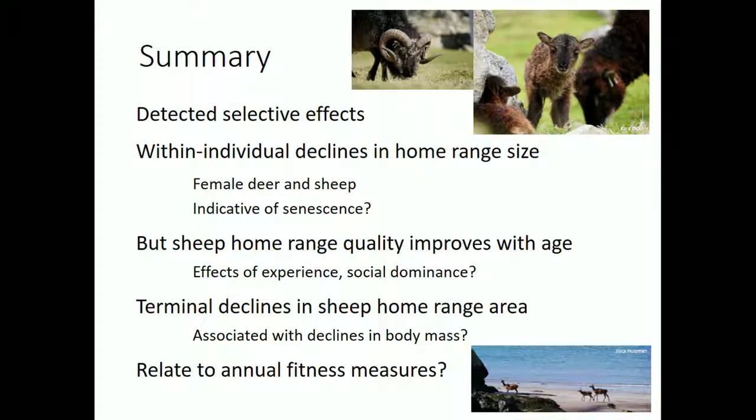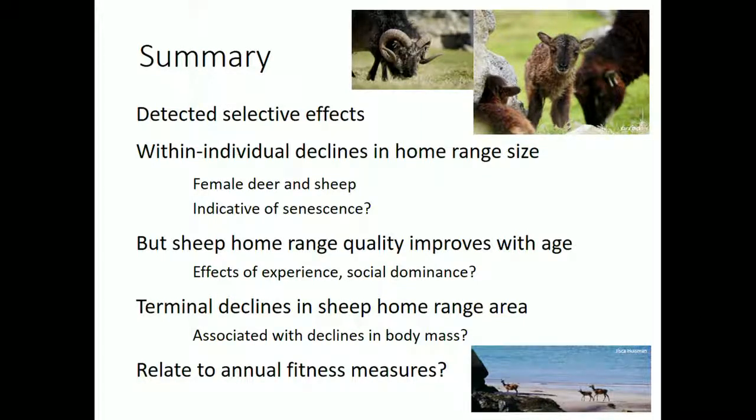So we see that home range quality actually improves with age in the sheep. Perhaps this is some kind of effect of experience. They just know where the better areas are, so they're able to just kind of winnow in on them. Perhaps also there's some kind of social dominance thing going on, so maybe older females are more dominant and more able to dictate their foraging areas.